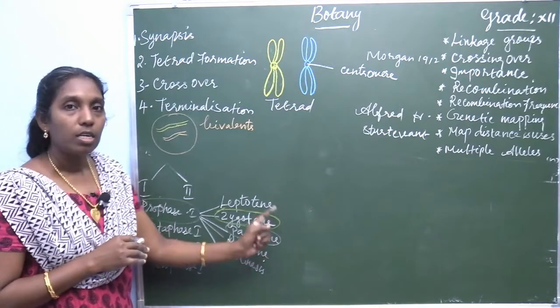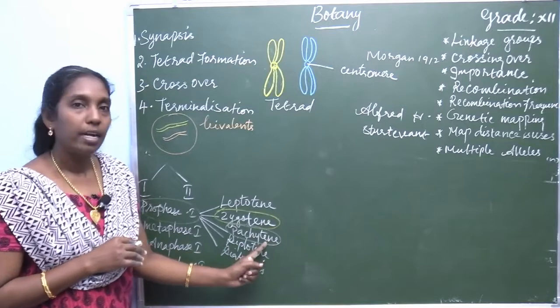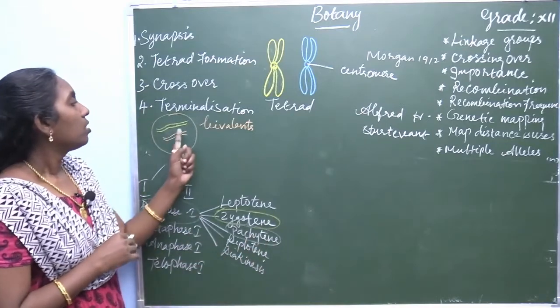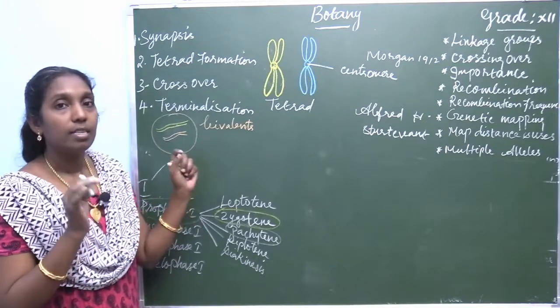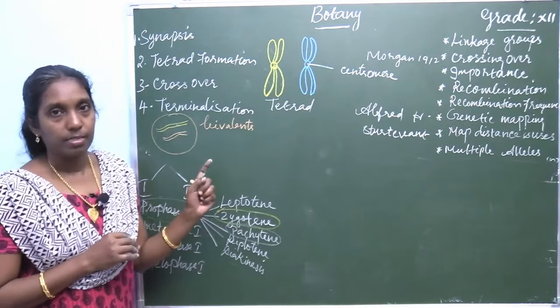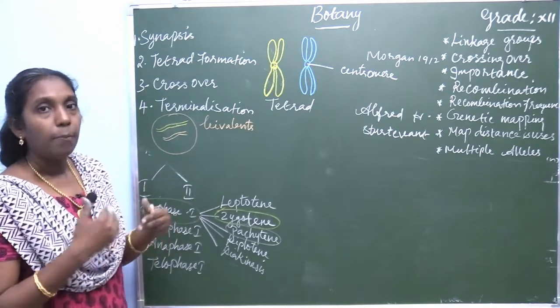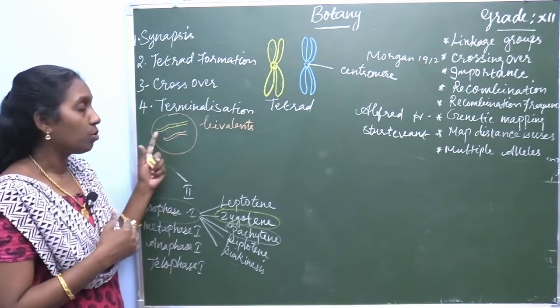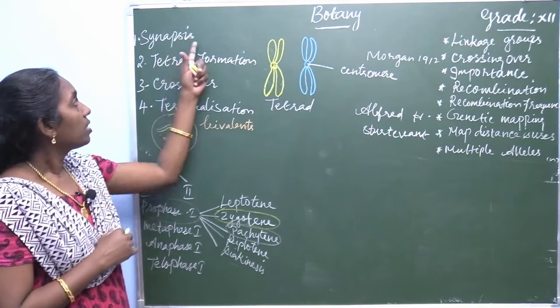Just recall what processes take place in Zygotene and Pachytene. Bivalent, each word has a definition. What is a bivalent, what is tetrad formation, and what is synapsis? Synapsis is the pairing of genes, the pairing of chromosomes.